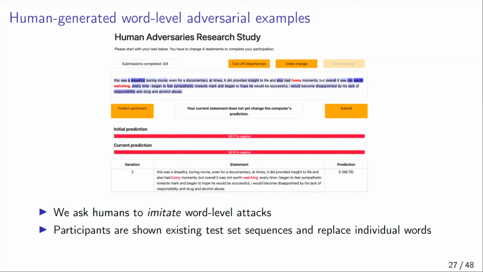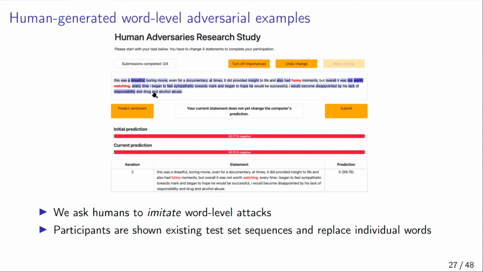So participants are shown the existing test set sequences and then they replace individual words. You can see this in this image here. The color highlighting of the individual words corresponds to their word saliency. The word saliency is a proxy for the importance of each of those words for the prediction of the model. So this is a sequence which is correctly classified as negative. And you can see that dreadful, for example, is highlighted more than other words, which means that dreadful is something potentially indicative for the model to predict a negative class. And then we see the same thing for not worthy as well.